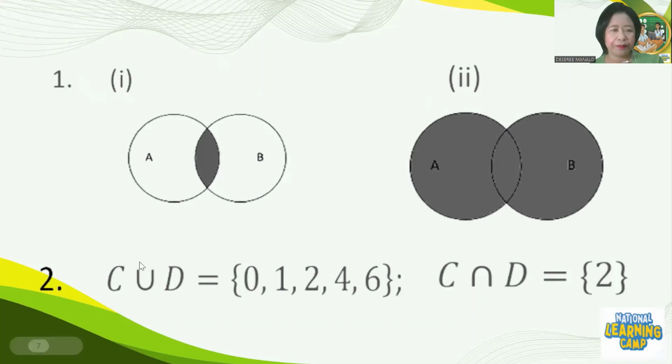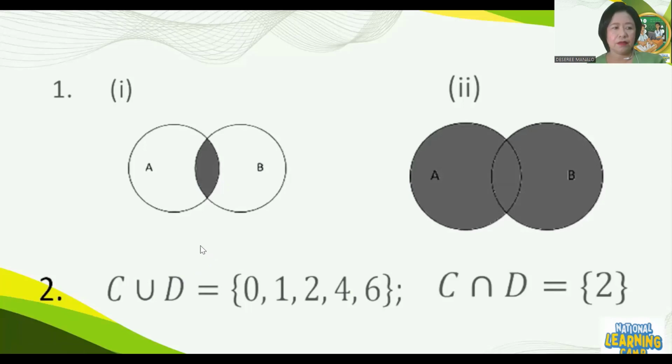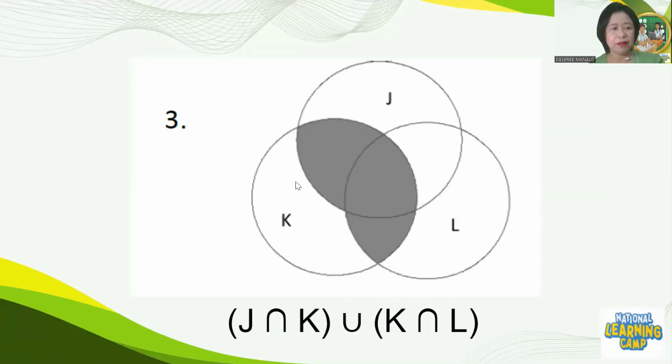For number 2, C union D. Set C contains 0, 1, 2, and set D contains 2, 4, 6. Therefore, C union D contains 0, 1, 2, 4, 6. For the next one, C intersection D contains 2. Number 3, we have set J intersection K, union K intersection L.